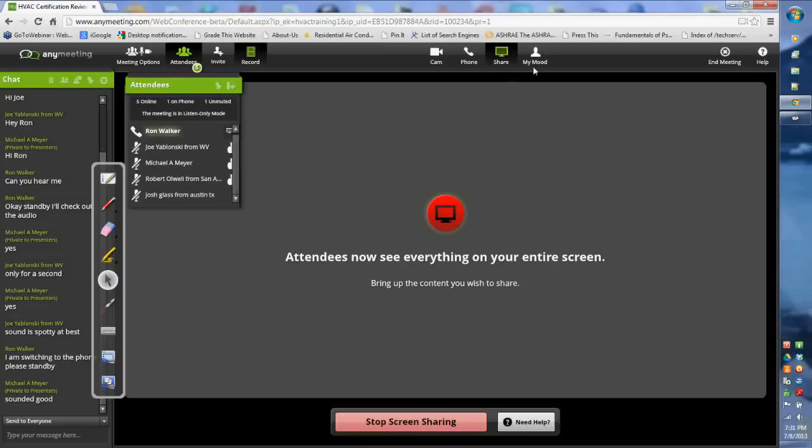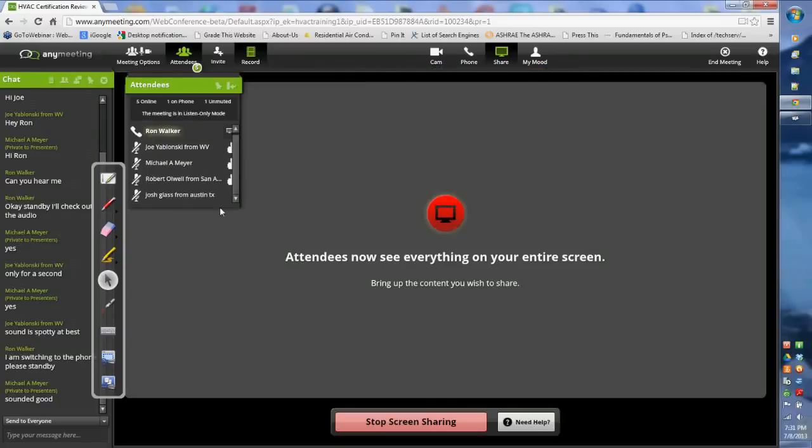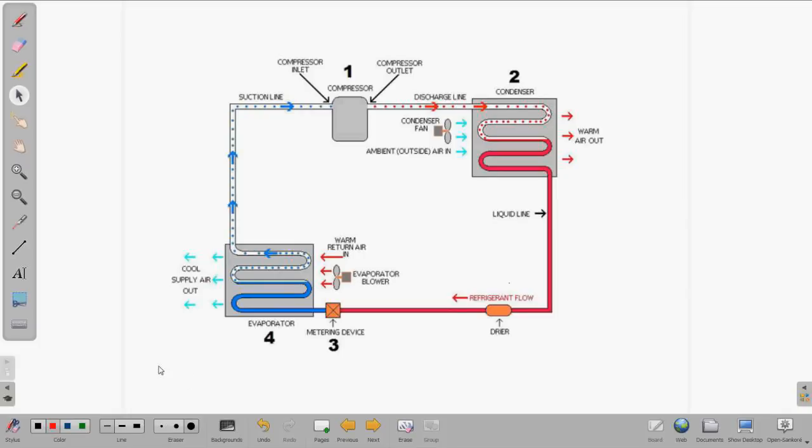Okay, let's go back. All right, so we just looked at the overcharged system with a fixed metering device, remembering that at the inlet of the compressor, we're going to have little to no superheat, and at the outlet of the condensing unit, we're going to have high subcooling. So subcooling is high, superheat is low.